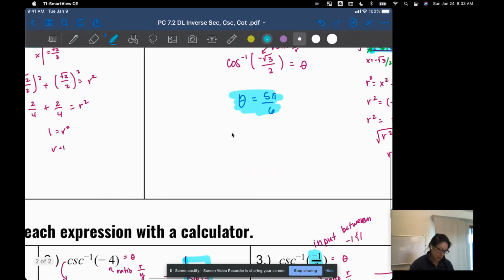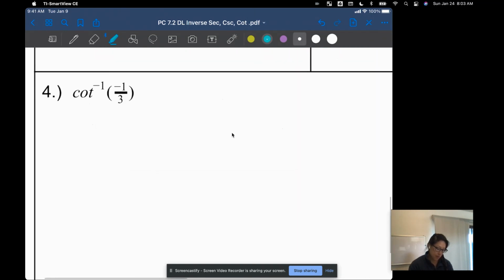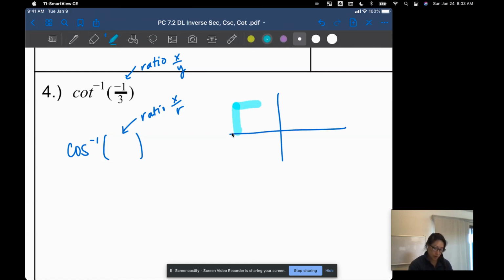Okay, so for the calculator, last problem. We're going to solve with the calculator. So again, for cotangent, we're going to set this up as the cosine inverse of, okay, the ratio here is my x length over my y length. But when I set up my ratio, since I'm using cosine, I need to use the x length over the r length. So I do have to draw my triangle and solve for the 3 sides, because I need to figure out what the r length is going to be. Okay, so the ratio is negative. It's going to be in the second quadrant.